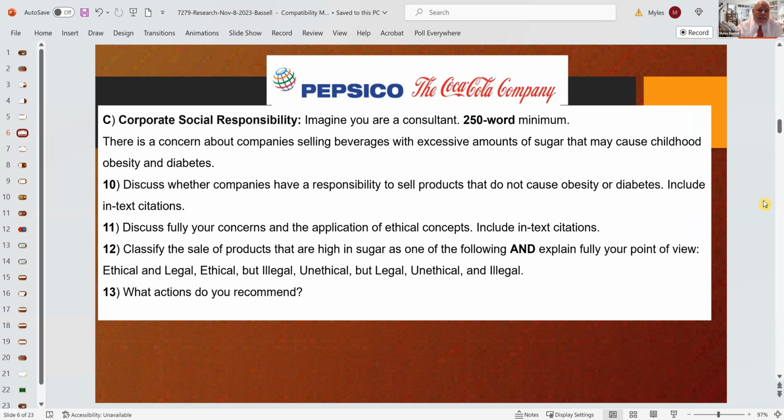And this is the discussion in more depth about beverages with excessive amounts of sugar that can cause childhood obesity and diabetes. For this assignment, find an article or two and supplement your perspective with what some things are being said about this issue in the popular press, because it's not a new issue, but it is something that's important.